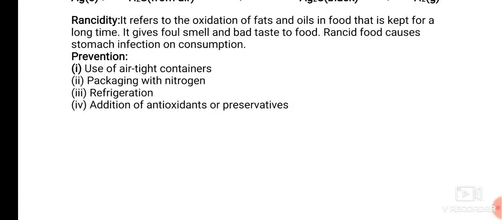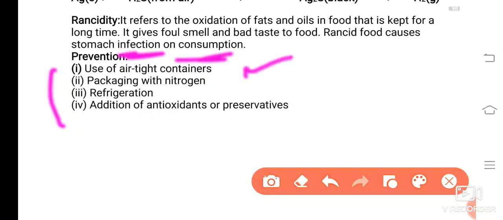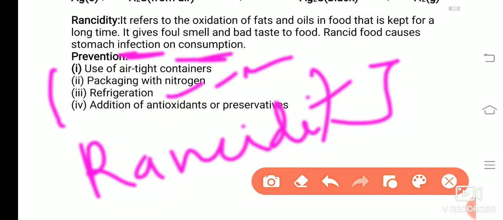Now again we are going to this topic. Rancidity refers to the oxidation of fat and oil in food that is kept for a long time. It gives a foul smell and bad taste. Smell and taste both are bad. Rancid food causes stomach infection and consumption. See, this point has to be remembered. Stomach infection and consumption. How can we prevent it? Use of an airtight container, packaging with nitrogen, keeping in the refrigerator, the fridge, addition of antioxidant or preservative. So by these four ways we can prevent rancidity. Clear, students? Now moving ahead.